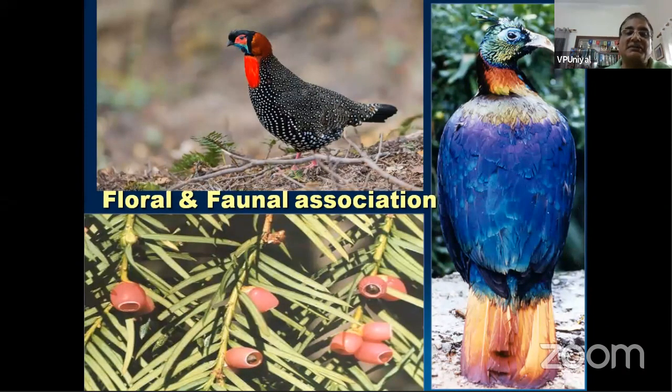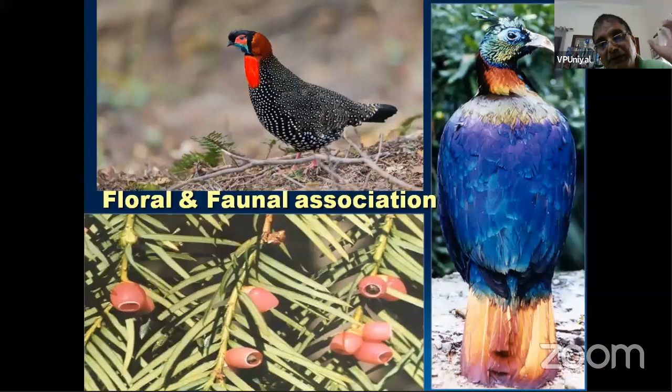And what is the correlation between insects, pheasants, and this plant? This plant is known as Taxus wallichiana. It's a conifer plant of the Western Himalaya, and it grows at roughly 3,000 meter altitude. The germination process is very slow.